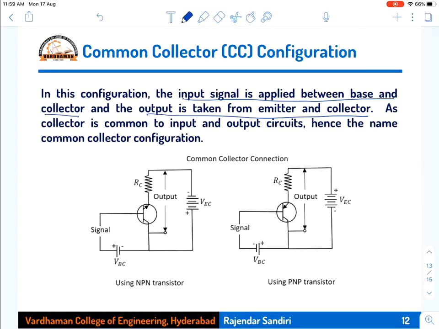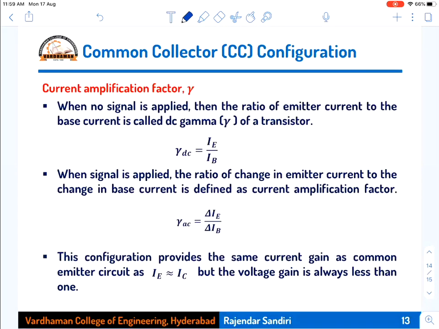As the collector is common to both input and output, hence the name common collector. So the collector is common, base is input, emitter is output in two cases. Okay, it is an NPN transistor, another one is a PNP transistor. Next, the current amplification factor in this case is gamma.